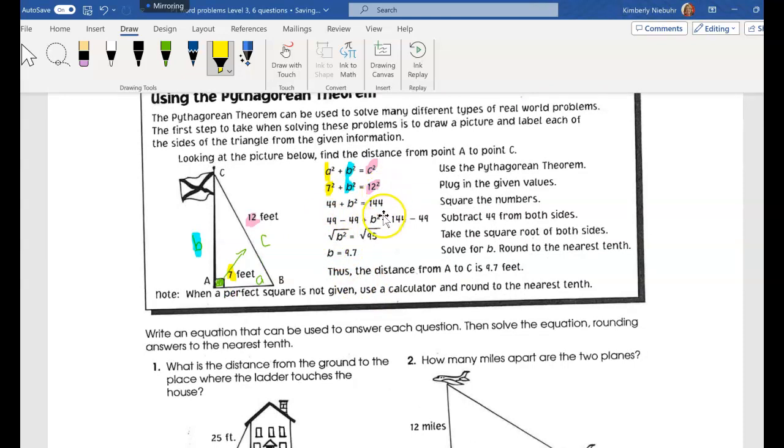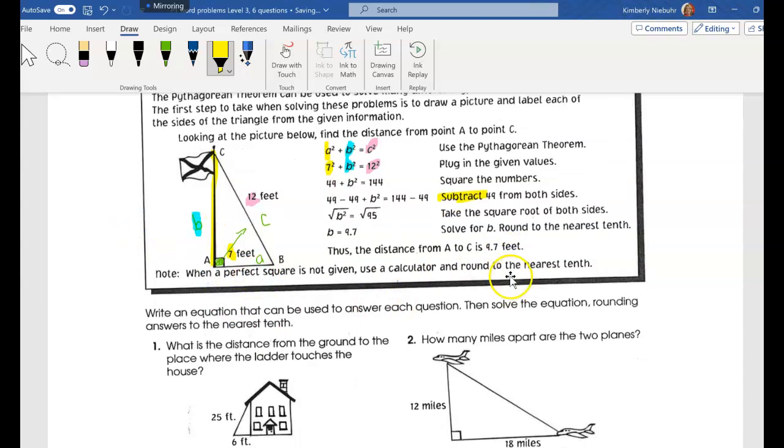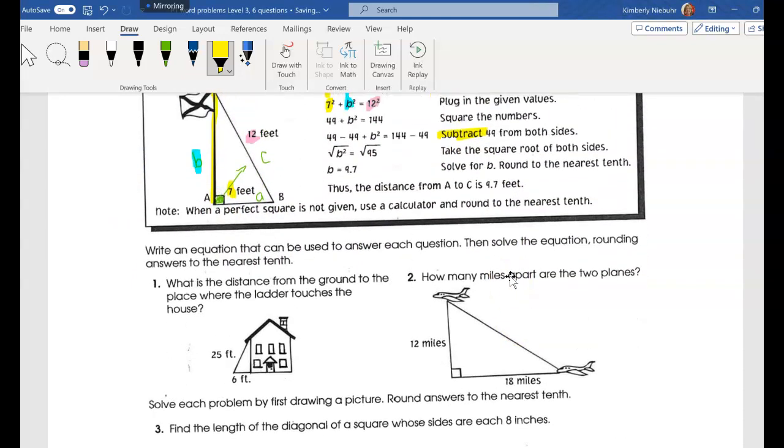12 squared is 144. We want to take 49 away from itself, and what we do to one side, we do to the other. We're subtracting. We are solving for leg B. When we are solving for one of the legs, we subtract. And then we take the square root of B squared, that undoes multiplication, and what we do to one side, we do to the other. We take the square root of 95.